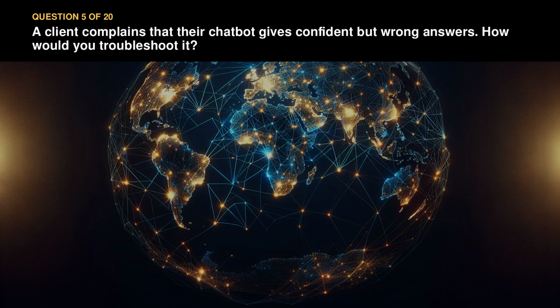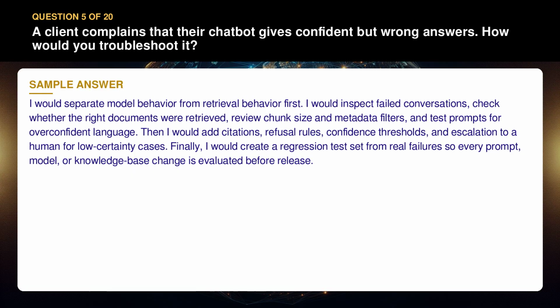Question 5. A client complains that their chatbot gives confident but wrong answers. I would separate model behavior from retrieval behavior first. I would inspect failed conversations, check whether the right documents were retrieved, review chunk size and metadata filters, and test prompts for overconfident language. Then I would add citations, refusal rules, confidence thresholds, and escalation to a human for low certainty cases. Finally, I would create a regression test set from real failures, so every prompt, model, or knowledge-based change is evaluated before release.